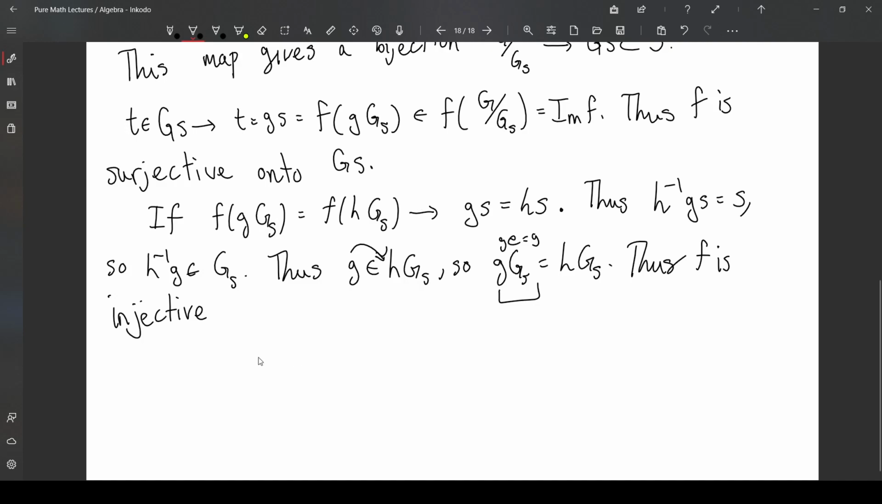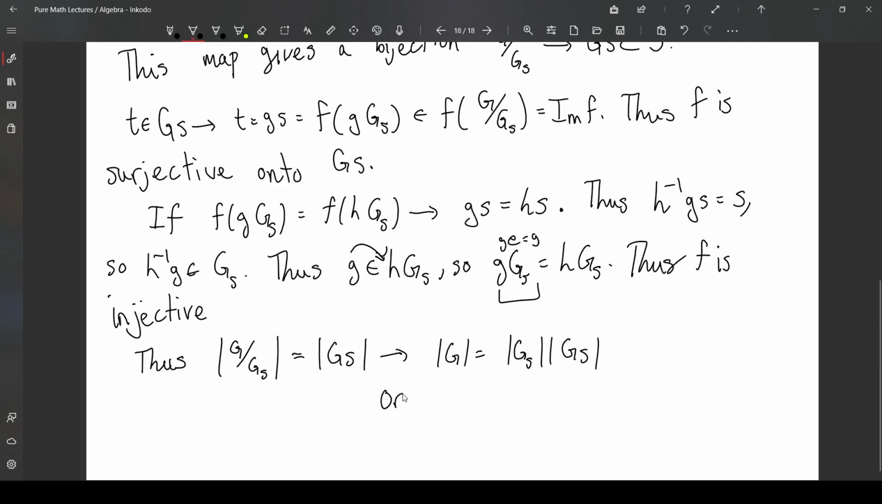So what does this tell us? Thus, the orders of the two sets have to be equal to each other. Right? But the order of a factor space is just the quotient of the two orders of the groups. So this means that the order of G is equal to the order of the stabilizer times the order of the orbit. And this is often called the orbit stabilizer theorem.